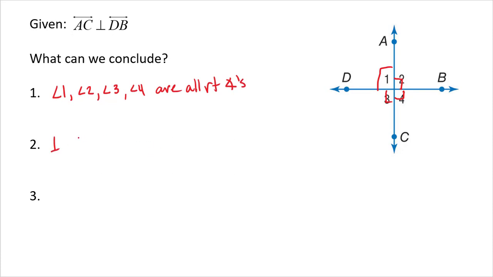We can conclude perpendicular lines form congruent adjacent angles. And then we can also conclude that all right angles are congruent. Okay? So knowing things about perpendicular lines, I think our book has some theorems on that.